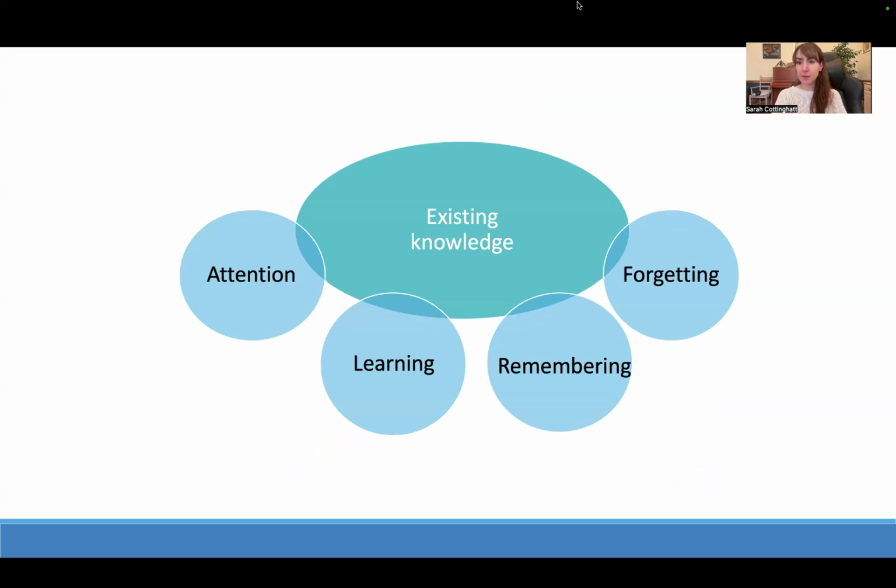I've tried to do this today. I've taken this big concept of existing knowledge and I'm trying to link it in a more detailed way to attention, learning, remembering, and forgetting. So for me, the hierarchy exists as existing knowledge, and then these are more detailed ideas that are kind of feeding into it and sitting underneath it. So just to stress, it's the organisation of knowledge that can really help students to access it, just like that tidy cupboard. So when we're thinking about our subjects, we're thinking about what is the organisation of knowledge.